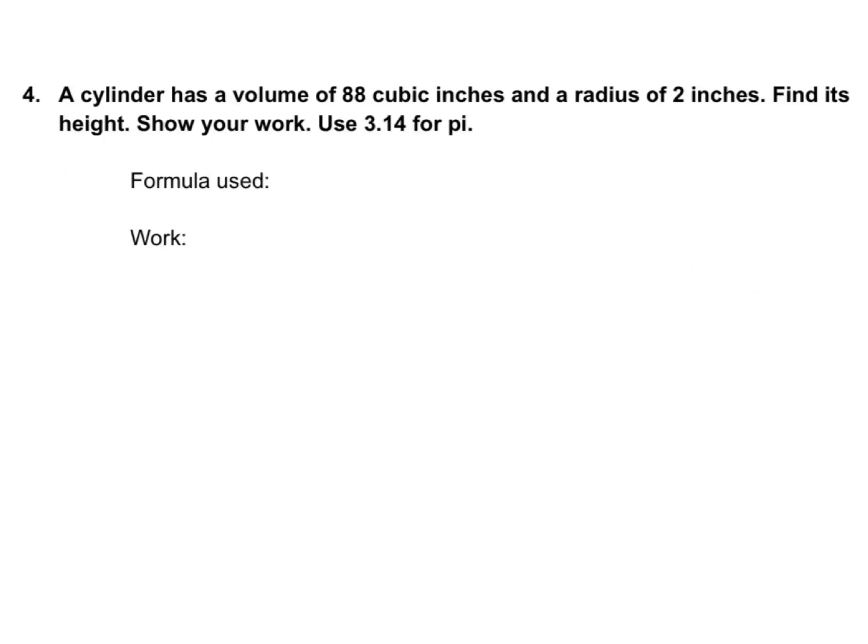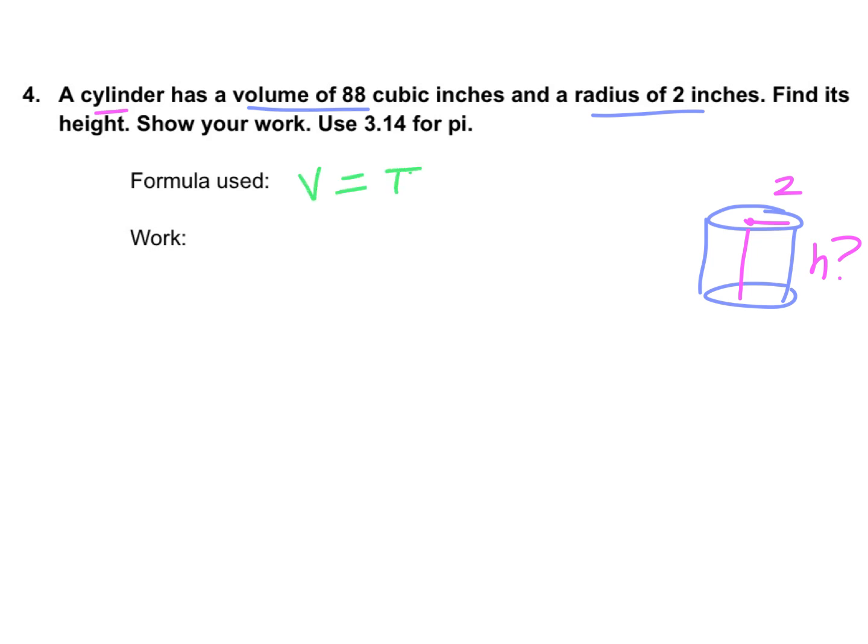Okay, for number 4, a cylinder has a volume of 88 cubic inches, and we know the radius is 2 inches. Find its height. I'm going to do a quick sketch here just so I can make sense of the problem. This time I know the volume, and I know that the radius is 2, but the height, we don't know the height. So what formula do we use? Well, it's a cylinder. So V equals pi r squared h.